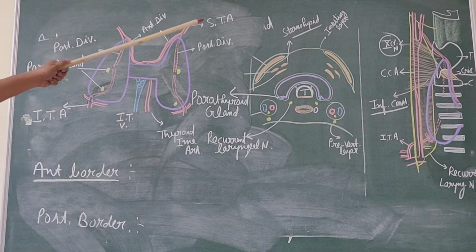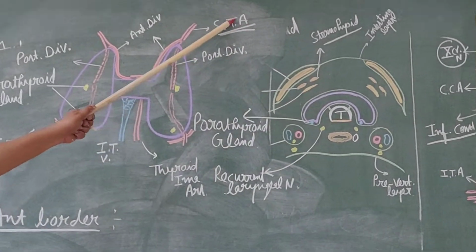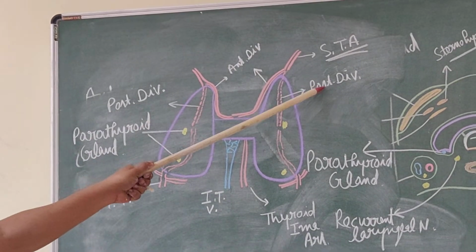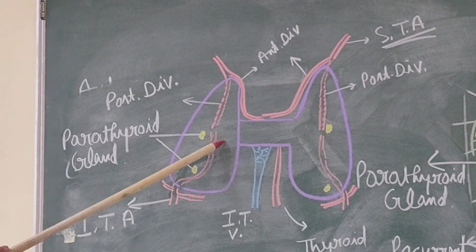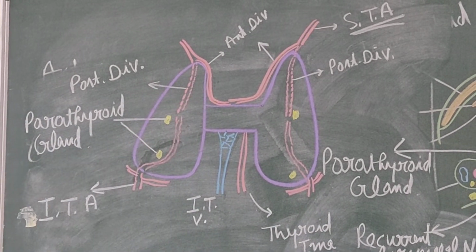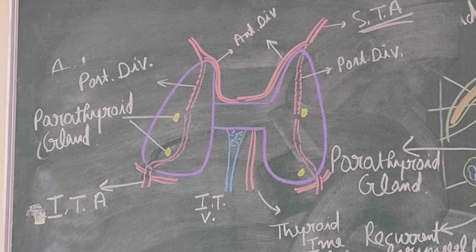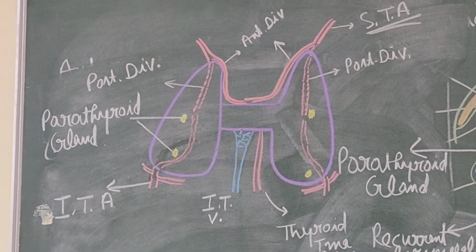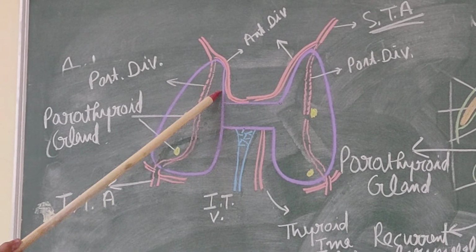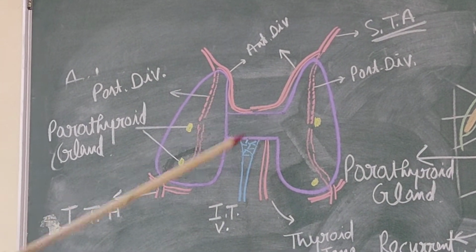Now, at the apex, there is the superior thyroid artery. This superior thyroid artery divides into two divisions, the anterior division and the posterior division. These are glandular branches that supply the thyroid gland. The anterior branch runs on the anterior border of the thyroid gland on each side, and then it runs on the upper border of the isthmus and communicates, anastomoses, with its counterpart.